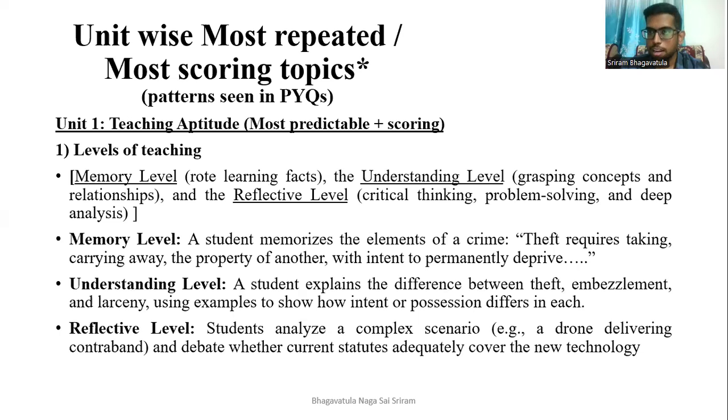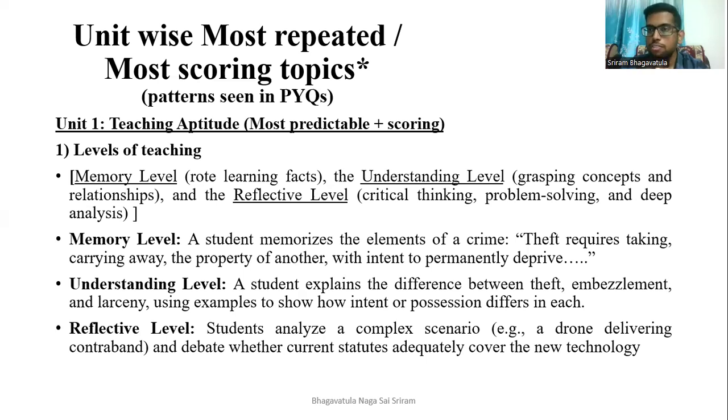This video is based on unit-wise important topics and concepts to focus on. One disclaimer I would like to give is that this is based on the pattern in previous multiple choice questions that we have analyzed, and on the trend we have observed in past year question papers. This is not a guarantee that only these topics will come, but when you are finalizing your preparation, you should know this checklist so that you can score well in Paper 1 of UGC NET.